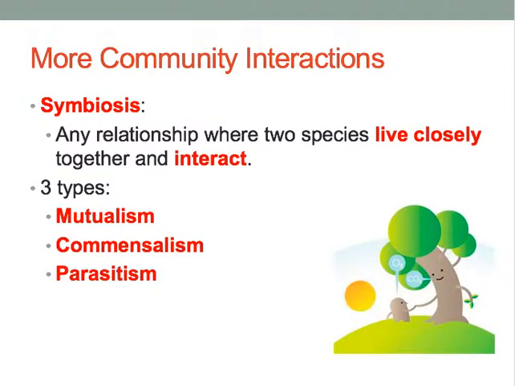So some other community interactions that we're going to focus on in this lecture is symbiosis. So symbiosis is a broad term for any relationship where two species live closely together and interact. And these interactions might benefit one, they might benefit both, they might harm one, they might benefit one and not the other. So there's three types that we're going to talk more about. So mutualism, commensalism, and parasitism.